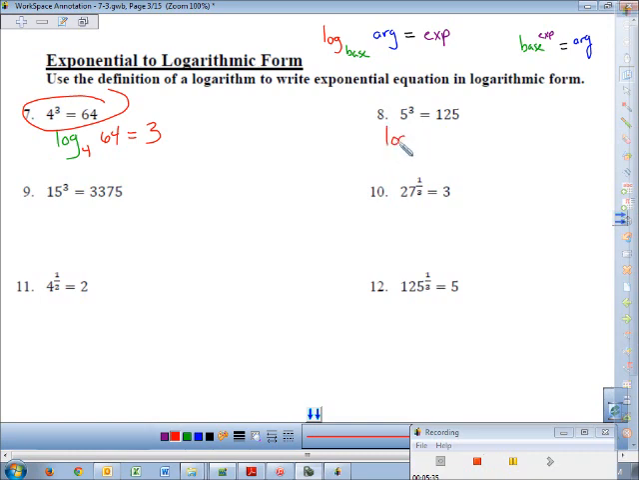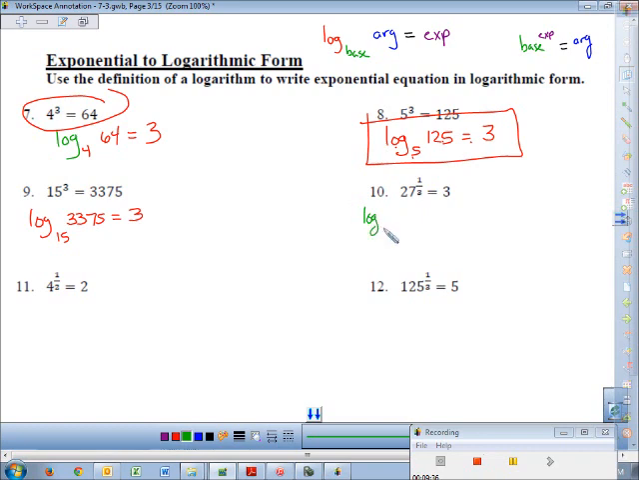We want him logarithmic, so log base 5 of 125 equals 3. Okay. Next one. Log base what? 15 of the argument, which is 3375, equals 3. One more here. Log base 27 of the argument, which is equals 1/3. 2 more.